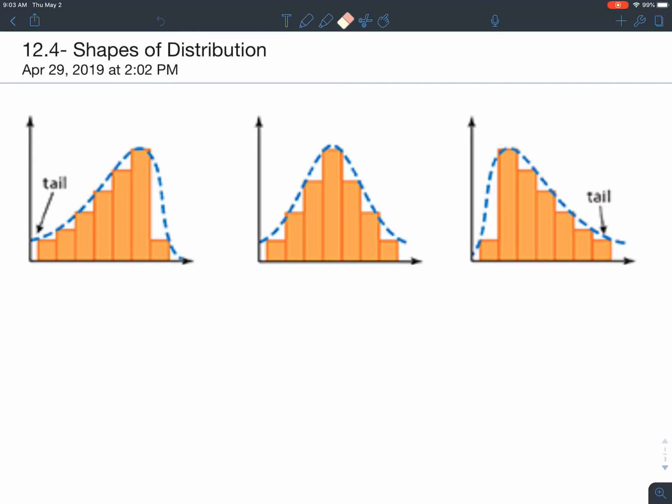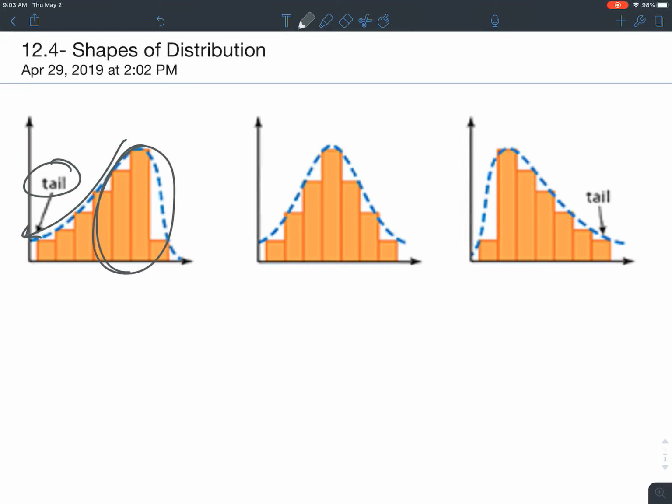All right, so when we are talking about the different shapes of distribution, we talked about them yesterday in the box and whisker plot video, but also you can look at them in a histogram. So when you see something like this, where it's kind of a drop off on one side, but the majority of the data is off to the right, we say that this is skewed left because that's the side where the tail is.